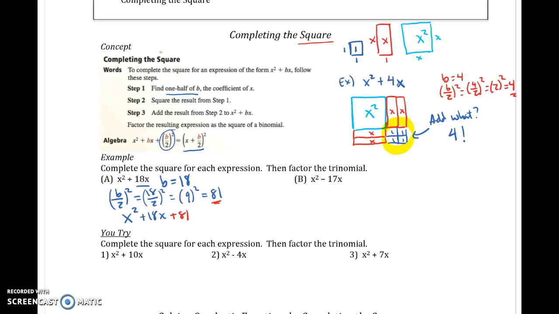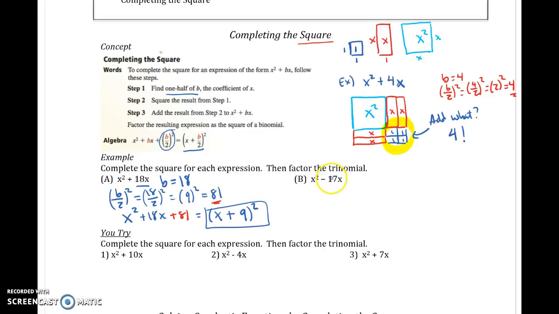Okay? And then the shortcut for factoring was simply take x and add on whatever b over 2 was. So b over 2 happens to be 18 over 2, which is 9. So that's the shortcut for the factoring. Okay?